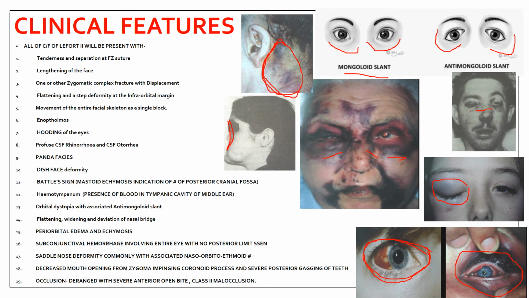Then there is this panda face. So this is how the panda face looks like. Then there is dish face deformity. This is the dish face deformity in which the facial prominence is lost.